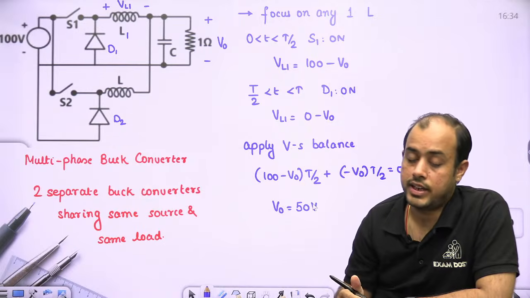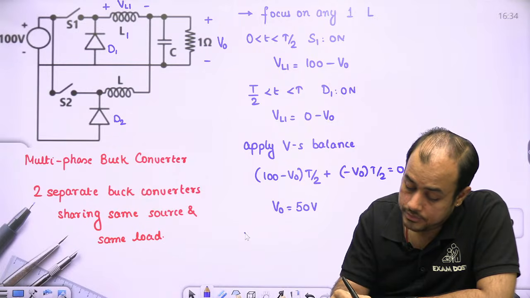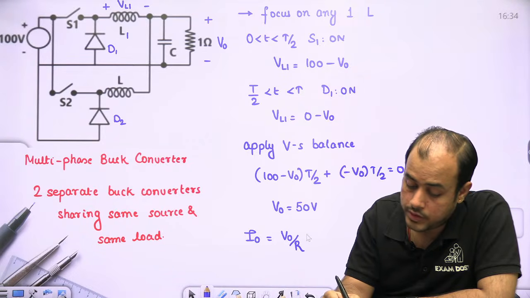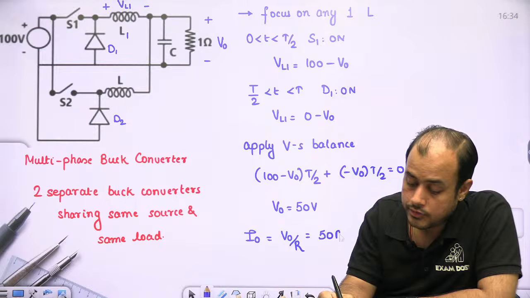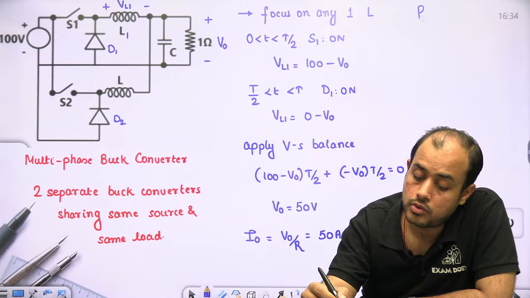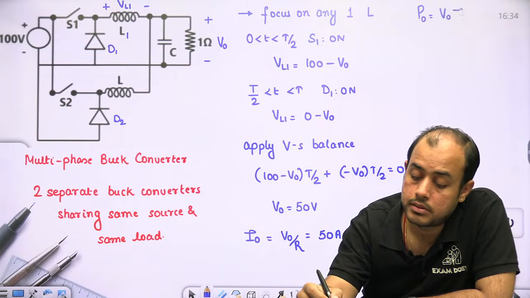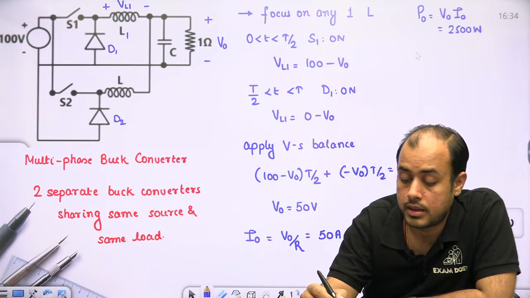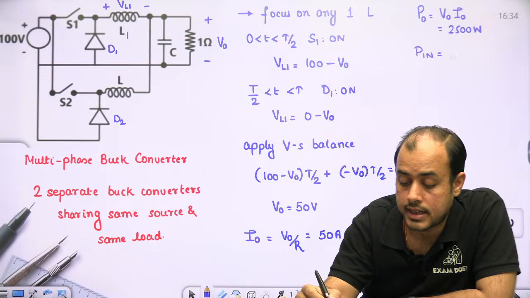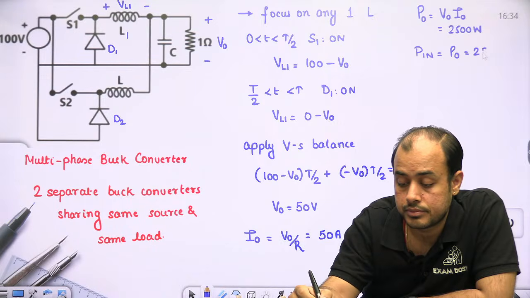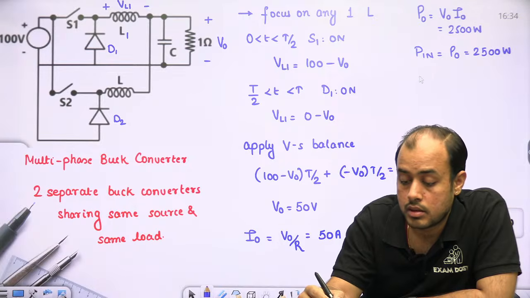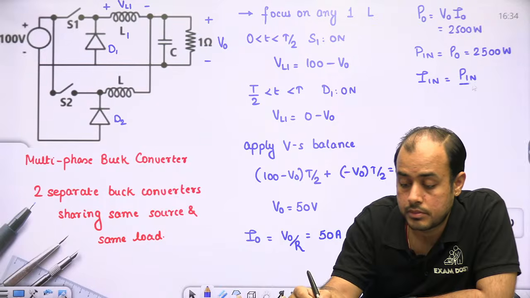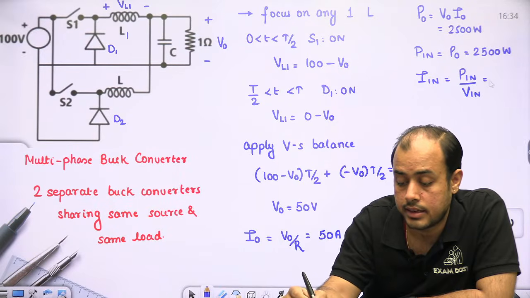Now the question is very simple. First of all, capacitor voltage has negligible ripple, so V0 is constant, 50 ampere. So what is output power? V0 I0, 2500 watt. Now all components are ideal beta. So what is input current? V in is 100.